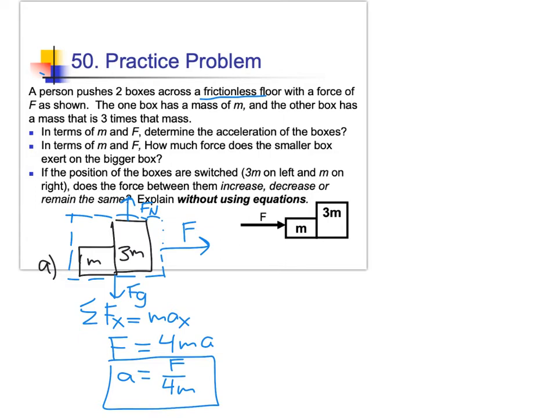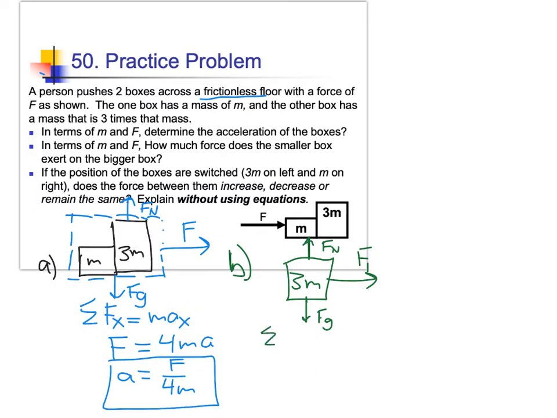And so now I'm going to think just about the forces acting on the bigger box here. And so we have 3m. What forces are acting on that? Well, of course, we have our normal force. We have the force of gravity. And then I'm going to just call this F1, we'll say. And that's going to be the force from that smaller box on the bigger box.